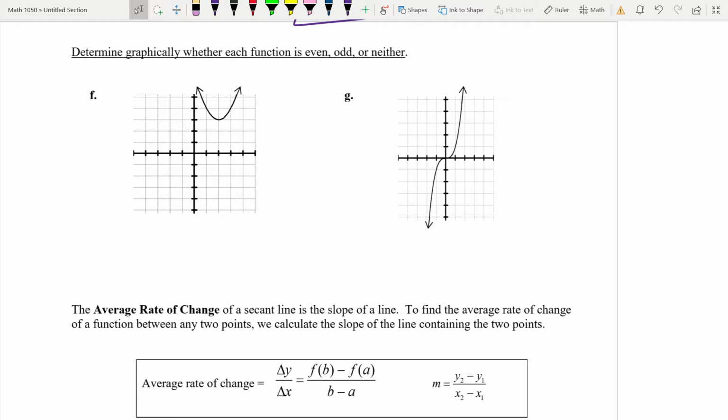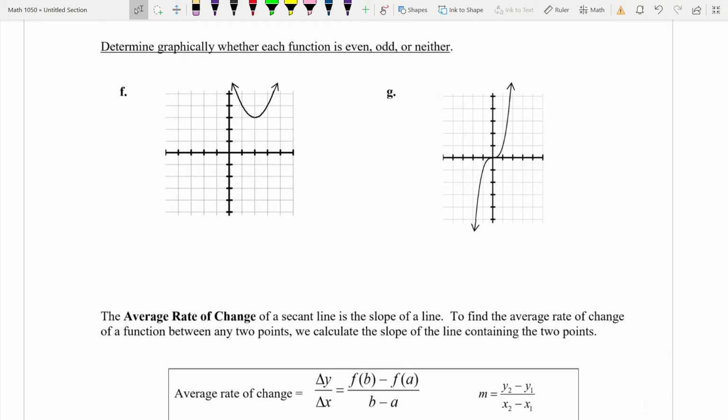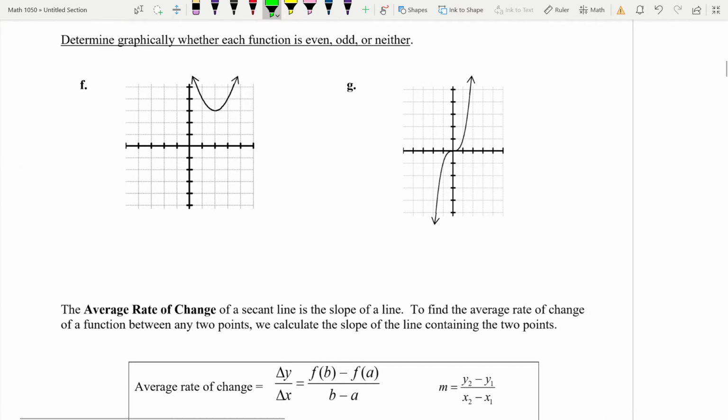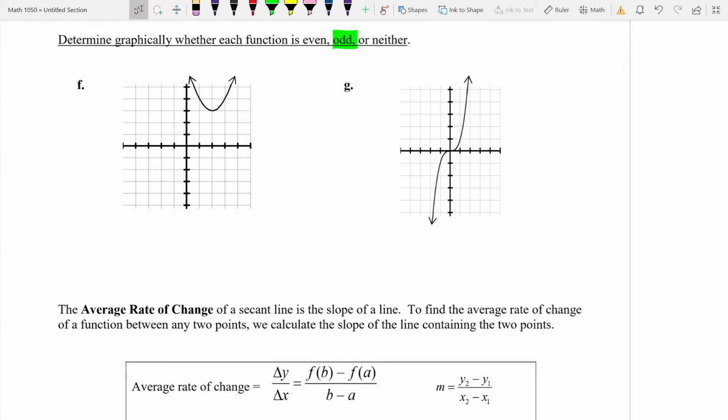So anyway, okay, let's keep going. Okay, even, odd, or neither. So I want you to remember that if something is odd, it's symmetric across the origin. Okay, so everybody write down origin right here.